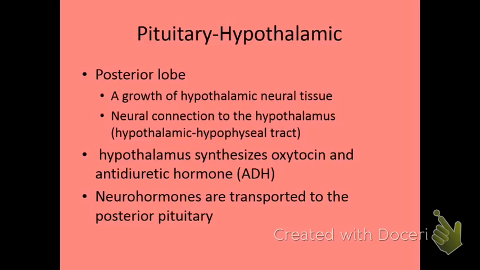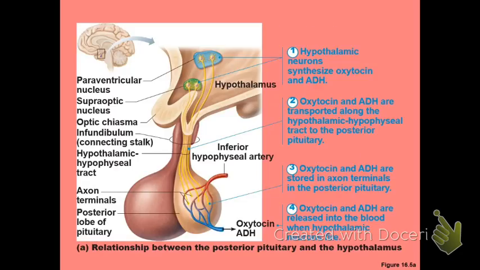These neurohormones are transported to the posterior pituitary and released into the bloodstream for times of delivery and also for times of keeping the urine in the system. So we have two lobes. They look separate, but they are definitely connected.